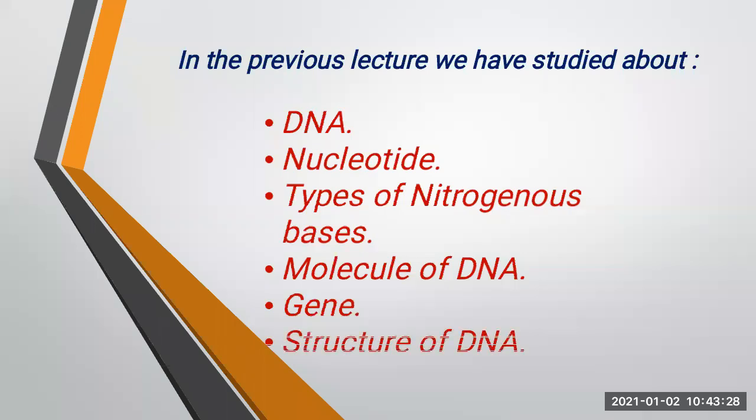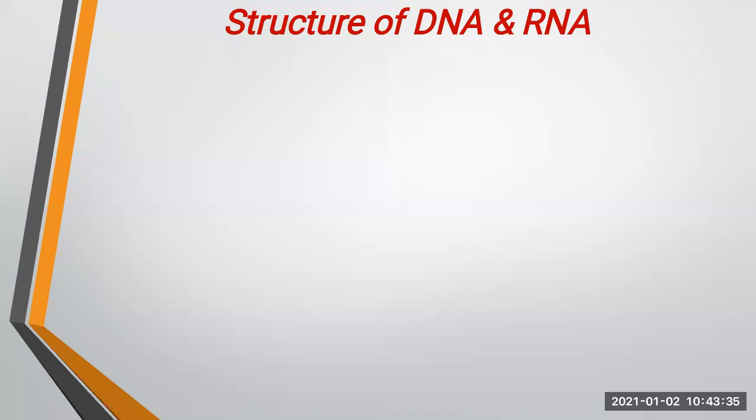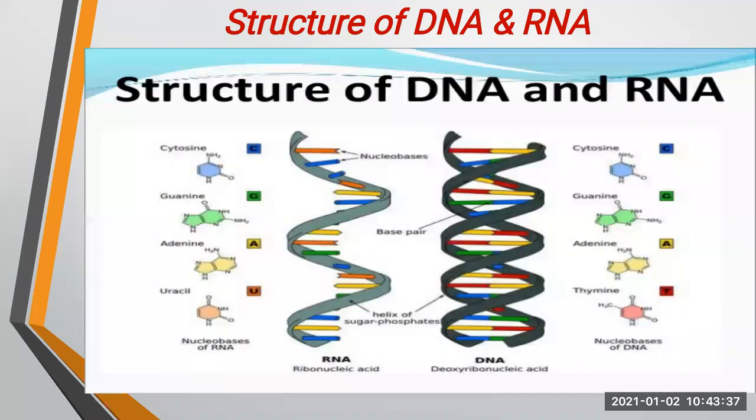So now in today's lecture we are going to study about RNA, right? As we have DNA, there is RNA also. The full form of RNA is ribose nucleic acid. It is the second important nucleic acid of the cell, right? It is also made up of the same sugar phosphate backbone, ribose sugar phosphate molecule, and the 4 types of nitrogenous bases.